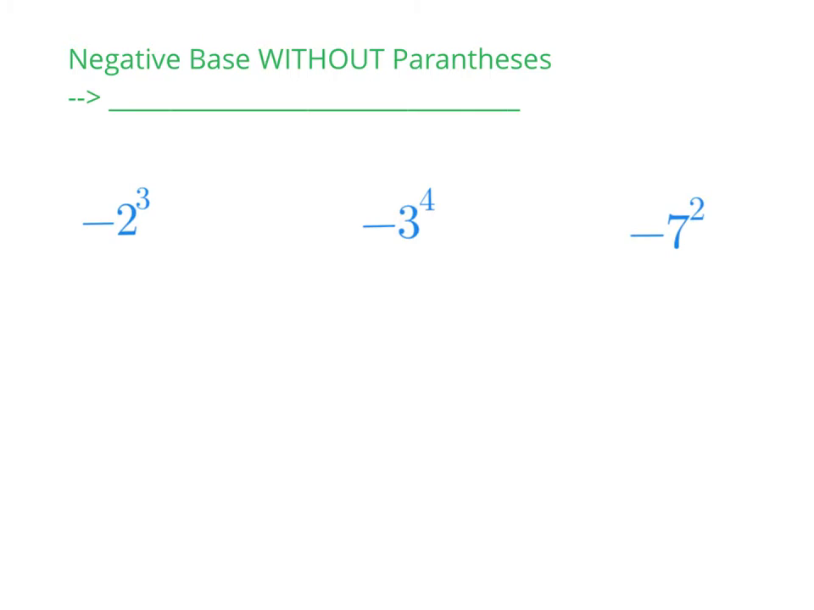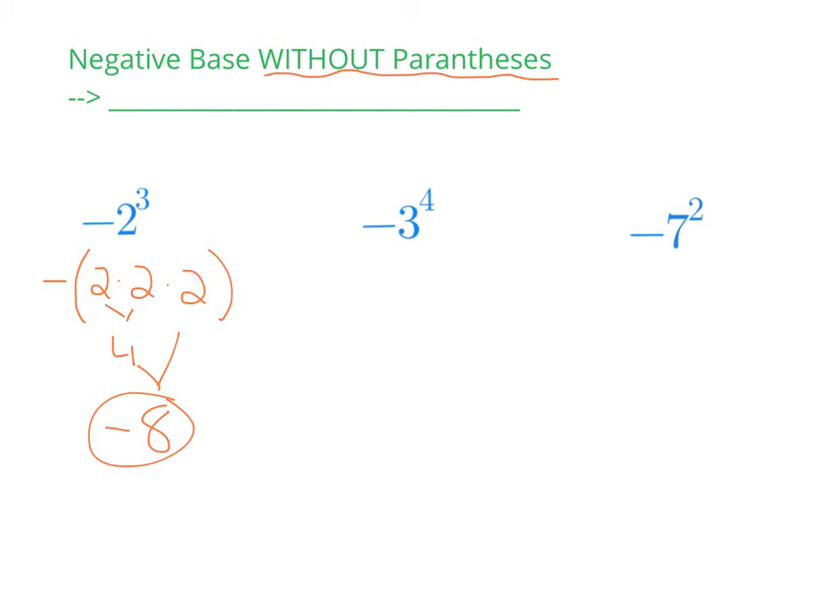Alright, 3 more examples. The difference is the base on all of these is negative, and there are no parentheses. So when you don't have parentheses, here's what I want you to think about. It actually would be a negative, and then you'd evaluate 2 times 2 times 2. So you evaluate 2 to the third power, and then make it negative. So 2 times 2 is 4, times another 2 is 8. Bring the negative down, negative 8.